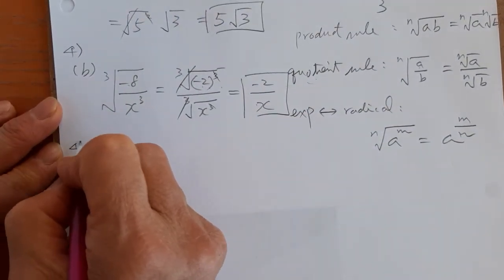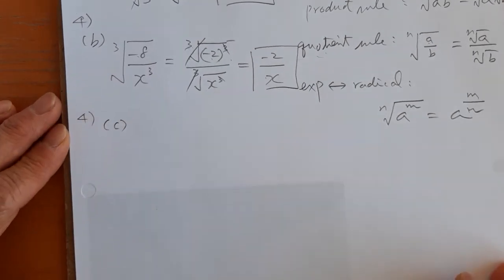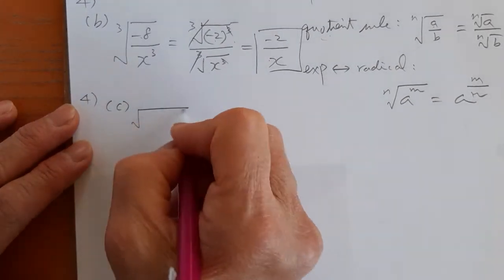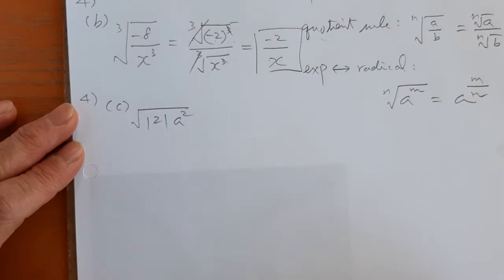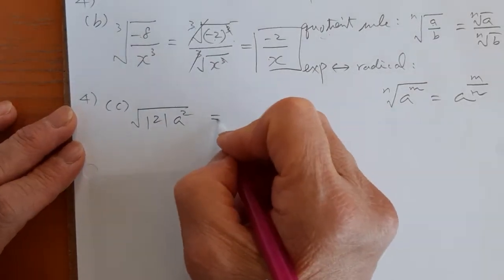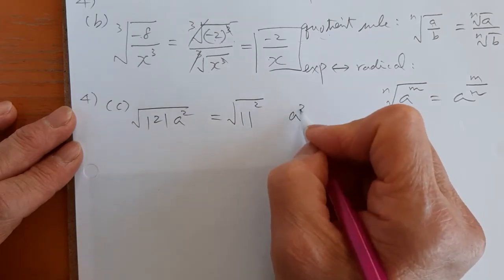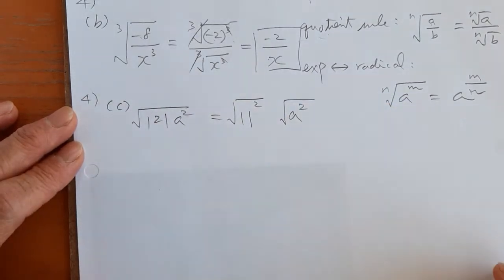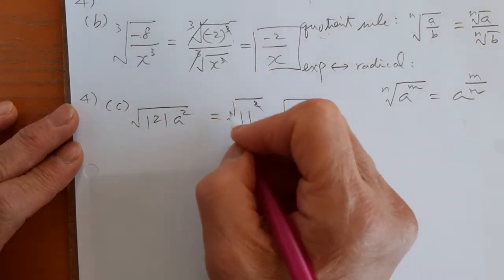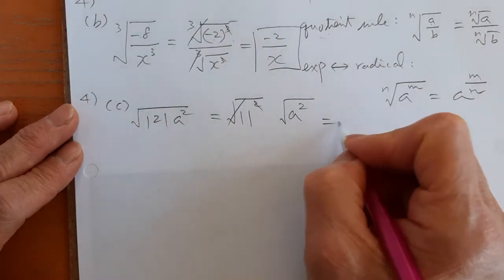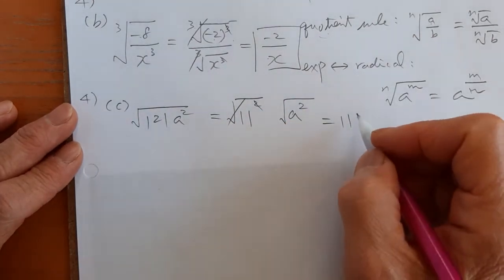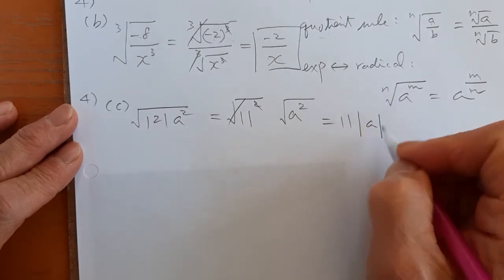And for C, it's square root of 121a squared. 121 is 11 squared. Take square root. A squared, take square root. 11 and square root cancel each other. It's 11. A squared, take square root. You have to put absolute value.